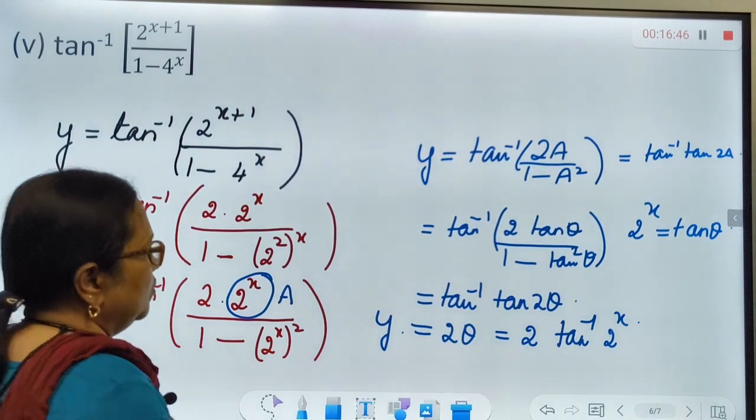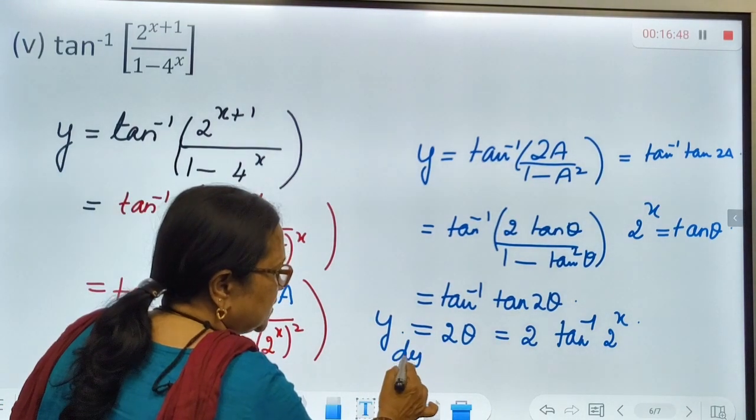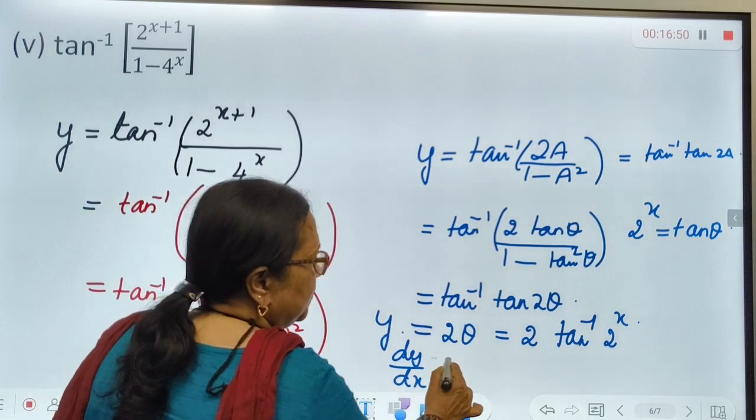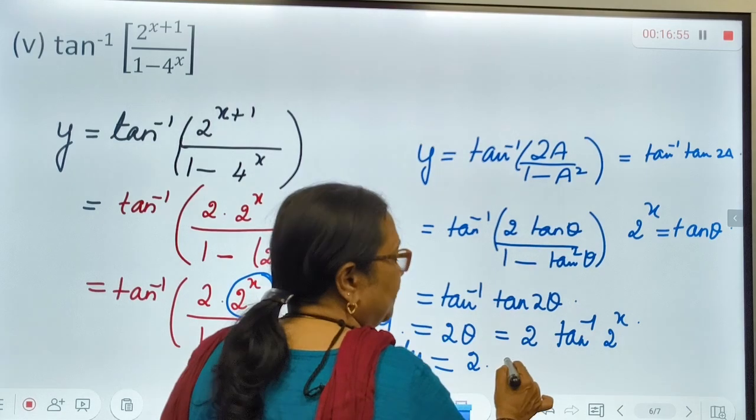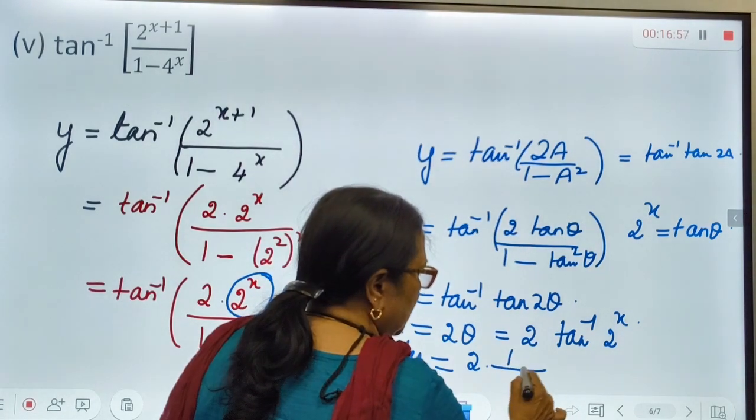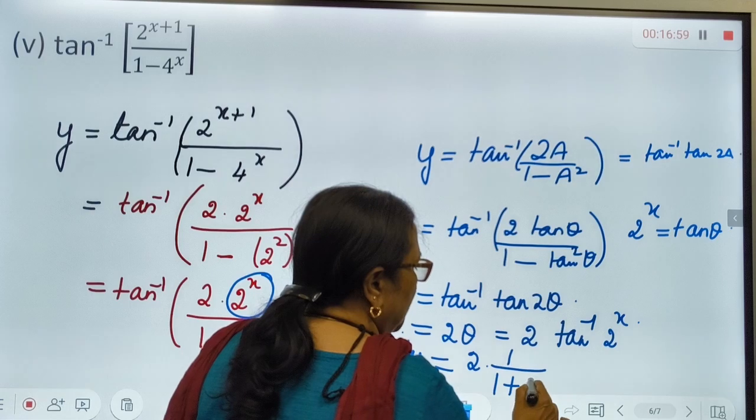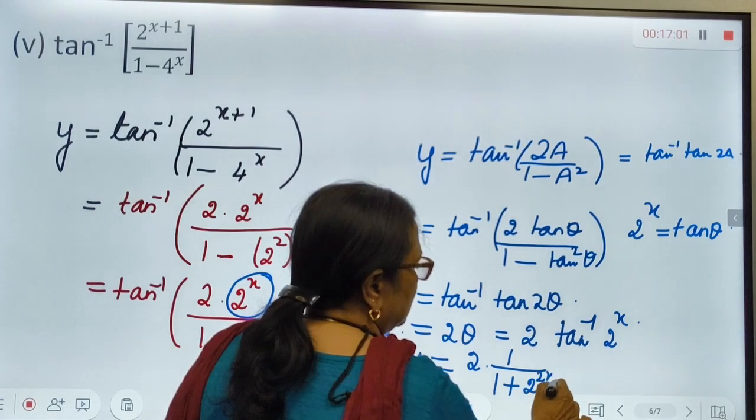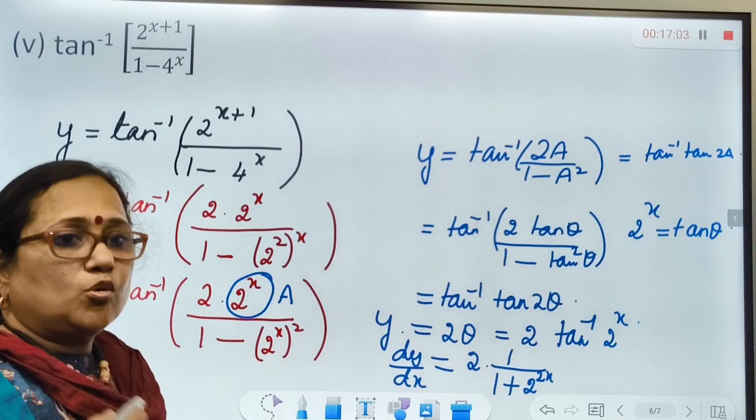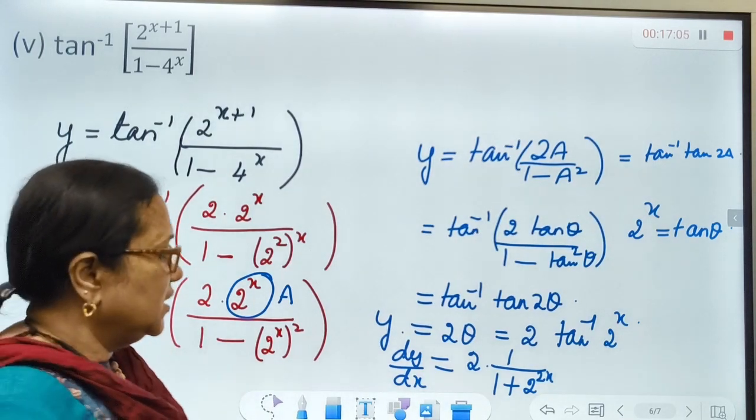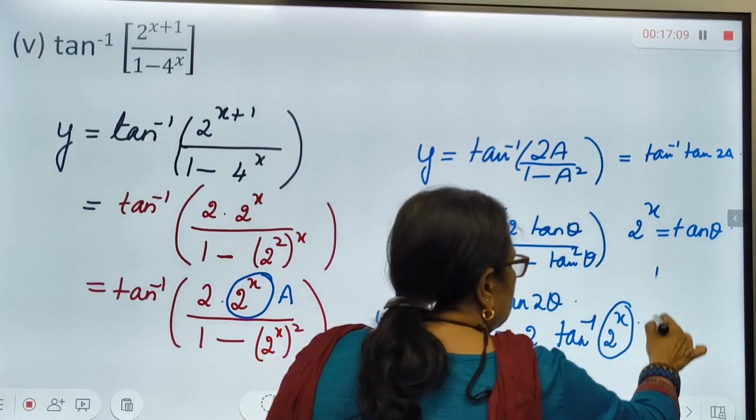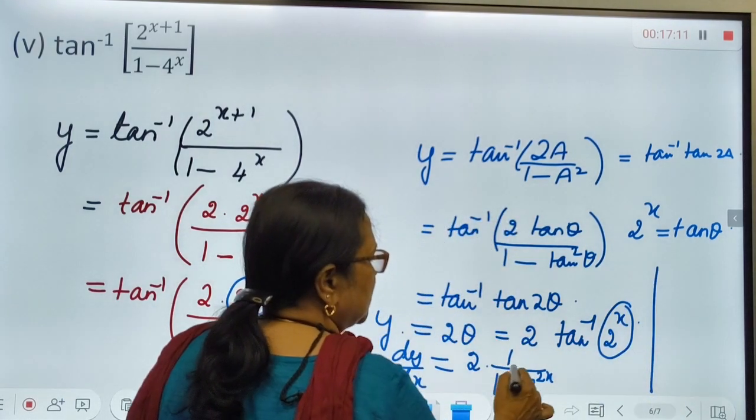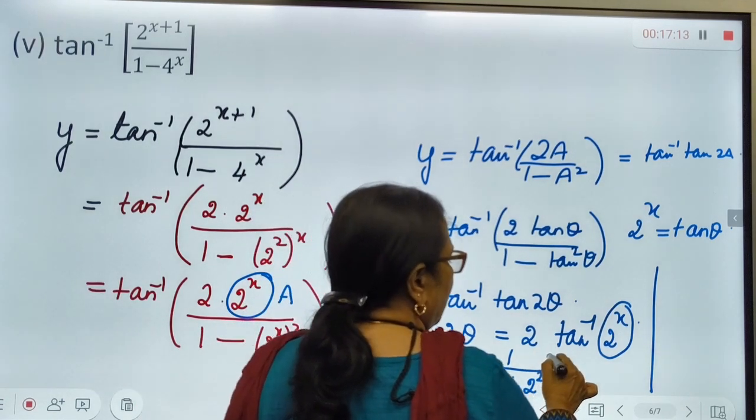Now what will be dy by dx? dy by dx will be 2 times the derivative of tan inverse x, which is 1 by 1 plus x square. So 1 by 1 plus 2 power 2x, since 2 power x the whole square is the same as 2 power 2x, into the derivative of 2 power x. The derivative of 2 power x is 2 power x log 2.